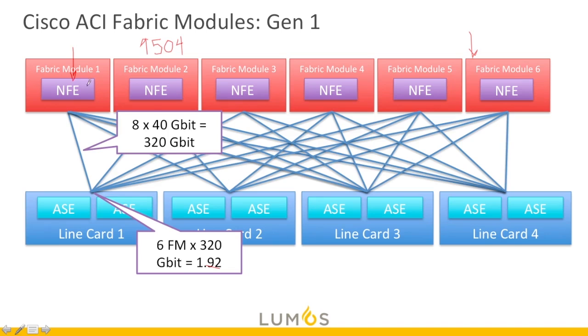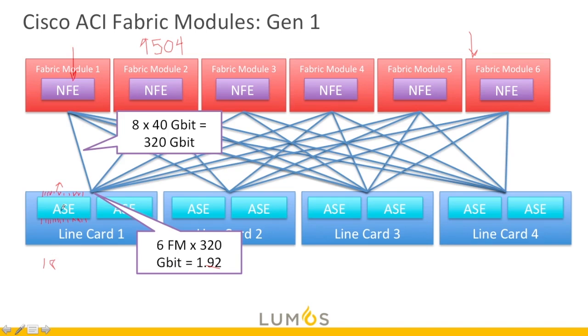Now, the 9508 has 2 NFEs, and the 9516 has 4 NFEs. But just for brevity's sake, I'm just going to show you the 9504, because it involves fewer chips. And what we have is the ASE has 36 ports of 40 gig capability, and we have 18 facing the fabric modules, and 18 facing the front ports.